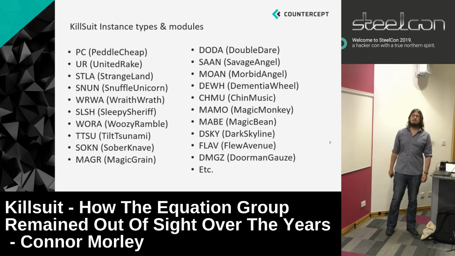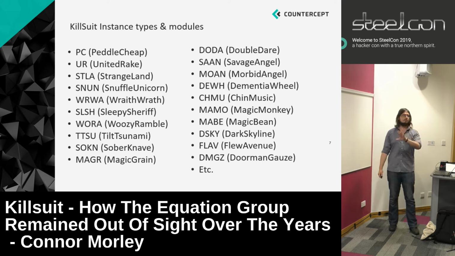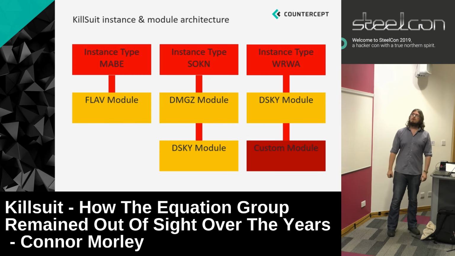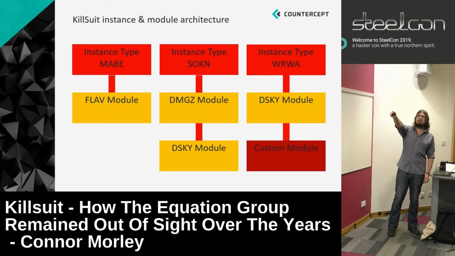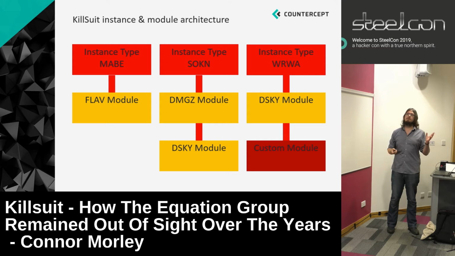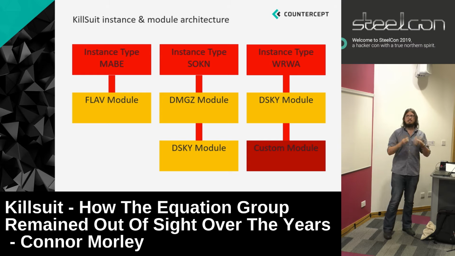These all have very unique functionalities, and knowing how they fit together is quite important. Instance types like Magic Bean, Sobernave, and Wraithrath all have different malicious capabilities, which I'll go over in a moment. Each instance type can have multiple modules installed underneath them. These modules tend to facilitate additional functionalities for those instance types.